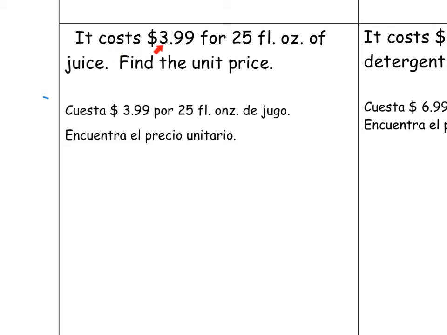It costs $3.99 for 25 fluid ounces of juice. Find the unit price. When we hear the word unit, we're talking about 1, so we want to know the price for 1. And they've given us money, so that's price. And the other unit that we're talking about is fluid ounces. So let's go ahead and start this.